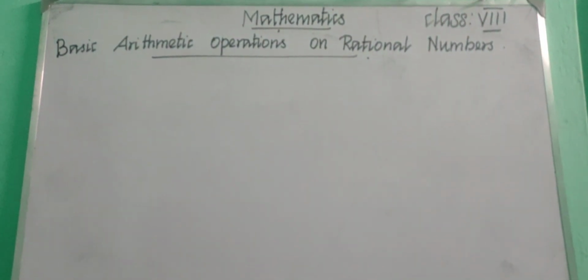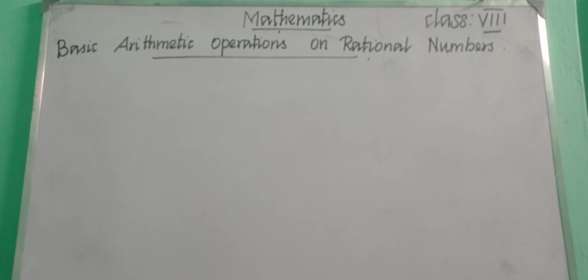Okay, so in the smaller classes we have learned to add, subtract and multiply, divide numbers, smaller numbers, natural numbers, whole numbers, integers, and also fractions we have learned, right? So the same as fractions, we are going to do arithmetic operations on rational numbers. Okay children, just like fractions we are going to learn addition, subtraction, multiplication as well as division in rational numbers. Okay children, so first of all let us see about addition. Okay, in rational number addition we are having two methods.